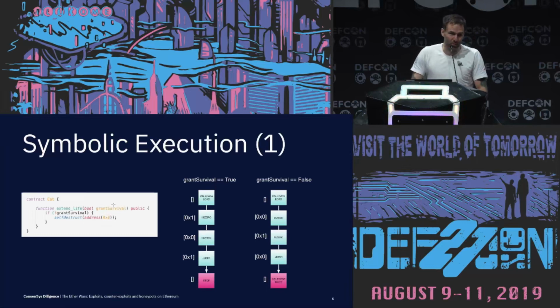So if you look at this program, there are two outcomes that can happen, right? If this Boolean variable is true, then grant survival is true, and the cat will not be killed. We will reach a normal stop state. But on the other hand, if it's set to false, we will reach the self-destruct instruction. So these are the two possibilities that can happen.